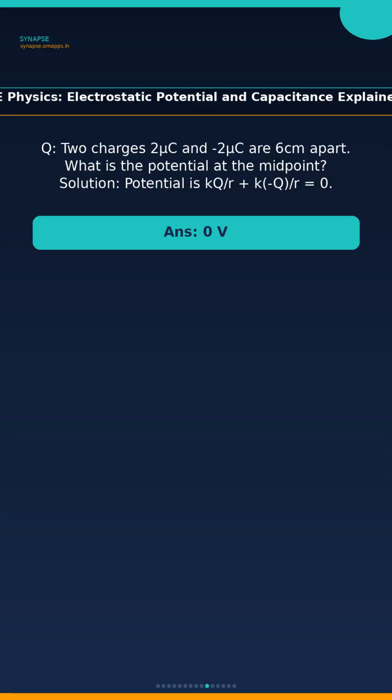Let's try a quick JEE problem. Question. Two charges, 2 microcoulombs and minus 2 microcoulombs, are placed 6 centimeters apart. What's the potential at the midpoint? Solution. Since the potential from each charge will cancel each other out at the midpoint, the answer is 0 volts.